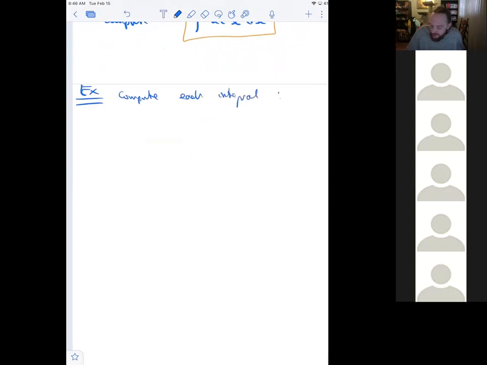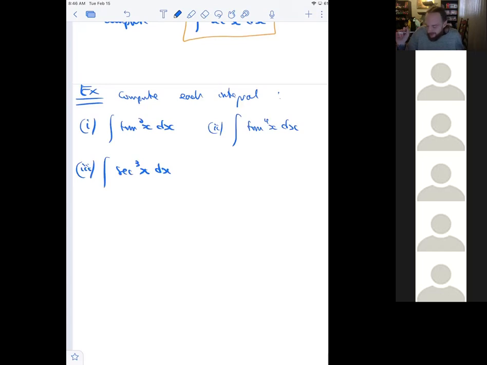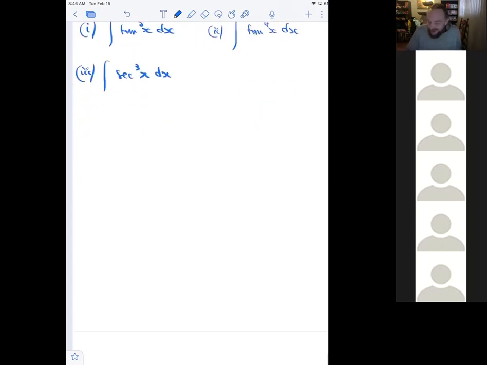Compute each integral. Let's do one, the integral of tan squared x dx, to the integral of tan 4x dx. Say, the integral of secant cubed x dx. We might want to do secant cubed first. I don't know which one. I'm just making them as we go.